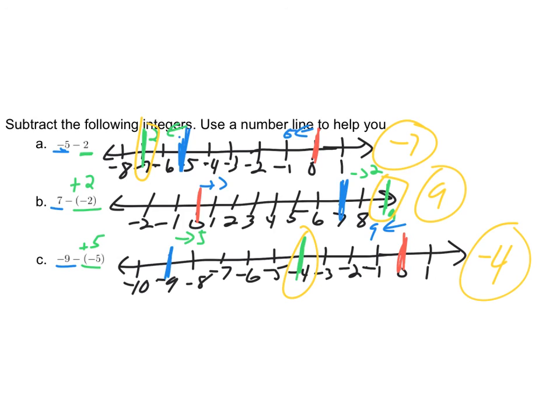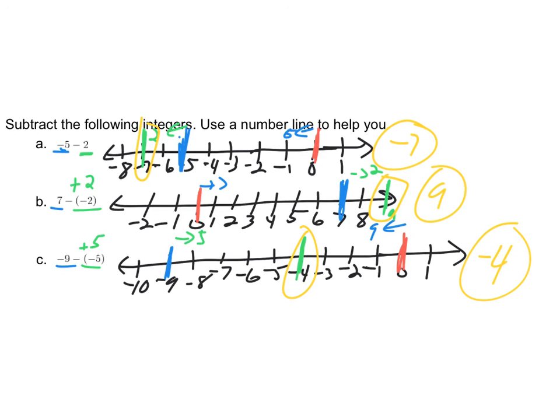So for the first one, starting at 0, we should have gone left 5 first for that -5, and then left another 2 for the -2, ending up with -7. For the second one, starting at 0, we want to go to the right 7 to start because it's a +7. And then since we're subtracting a -2, it's just like adding 2, so we're going to go right 2 again and get to 9.